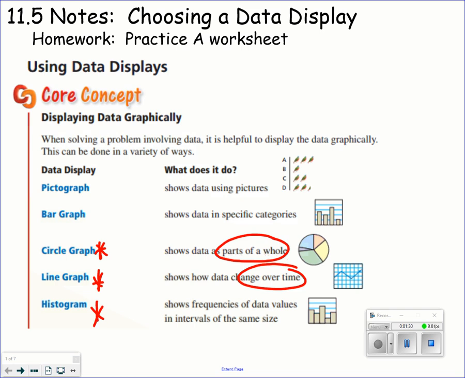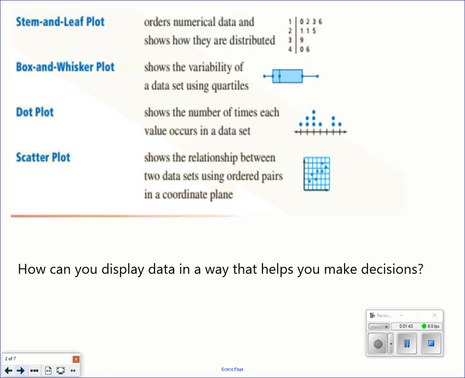Histogram, and we did histograms one day, shows frequency. So again, you're coming up with the same interval each time and how many fall in a particular interval. So histogram is a good one. Stem and leaf plot orders numerical data and shows how many are being distributed. So how many ones and how many twos, how many are like a 10 and a 12 and a 13 and a 16. So again, breaking them down into the 10s, the 20s, the 30s, and the 40s. I don't use stem and leaf plot very often.